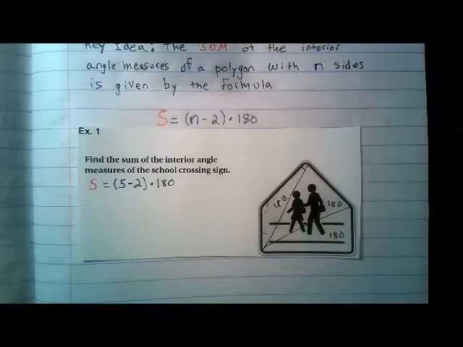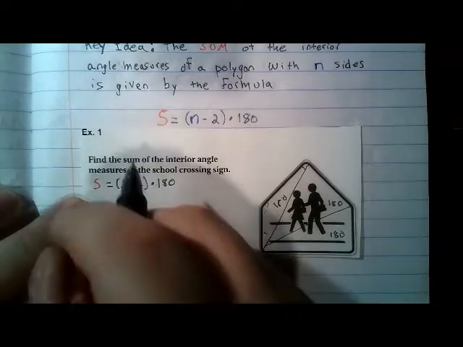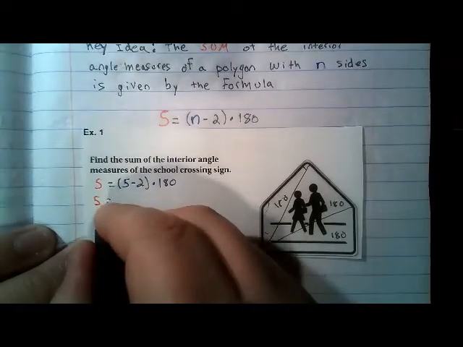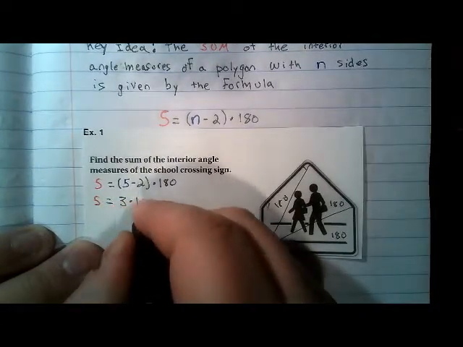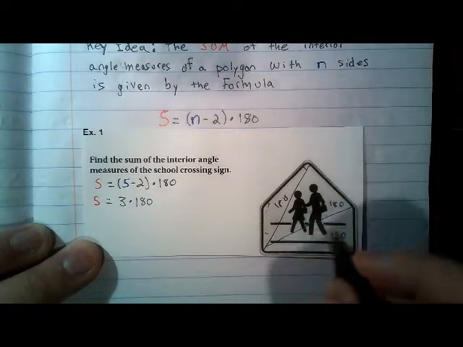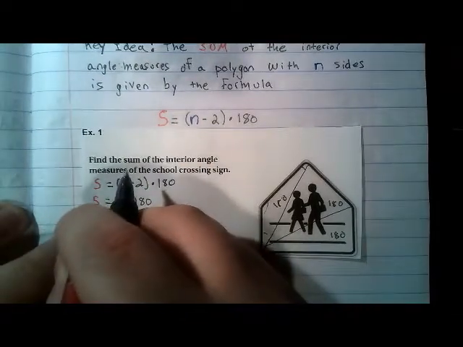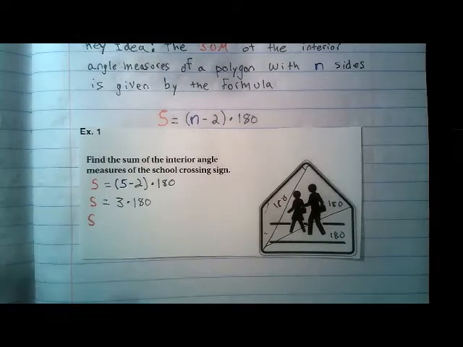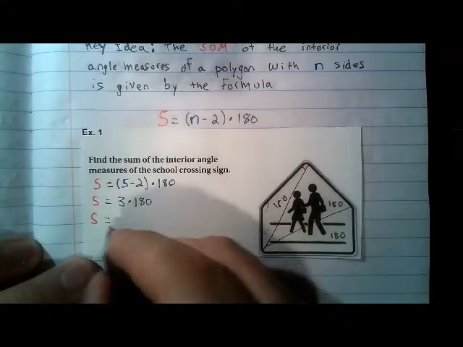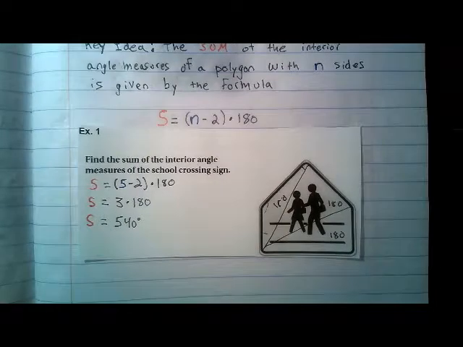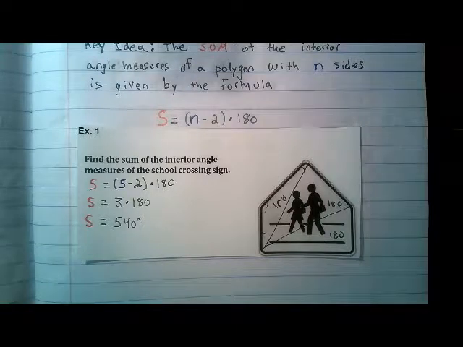And I keep doing the math out, so that's S equals 3 times 180, 3 triangles. And then finally the sum of the interior angles of that school crossing sign is going to be 540 degrees. So that's just an interesting introduction to finding the sum of interior angles for a polygon.